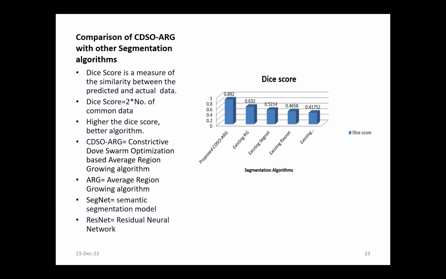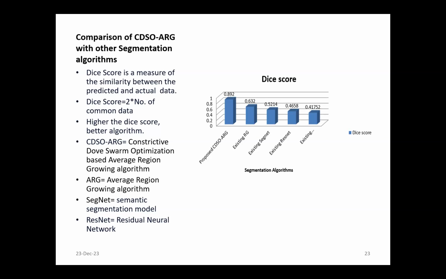We have again compared this with other segmentation algorithms available in the literature, and we found that this CDSO ARG algorithm gives the best result. For this purpose, the dice score metric is used. The dice score is a measure of the similarity between the predicted and the actual data. It is equal to 2 multiplied by the number of common data, divided by the total. So the higher the dice score, the better the algorithm.